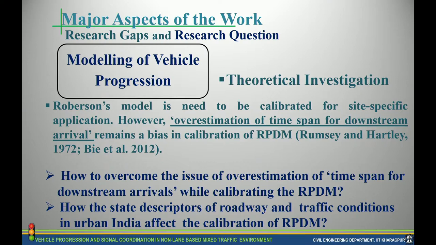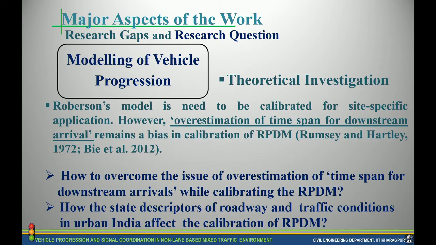Which is still unresolved, right? That has come out in a number of research works: whenever you are using the Robertson platoon dispersion model, the reason is well understood, the overestimation of the span of arrival of traffic at the downstream end. So, the question we tried to address is how to overcome the issue of overestimation of the time span of downstream arrival while calibrating the Robertson platoon dispersion model.